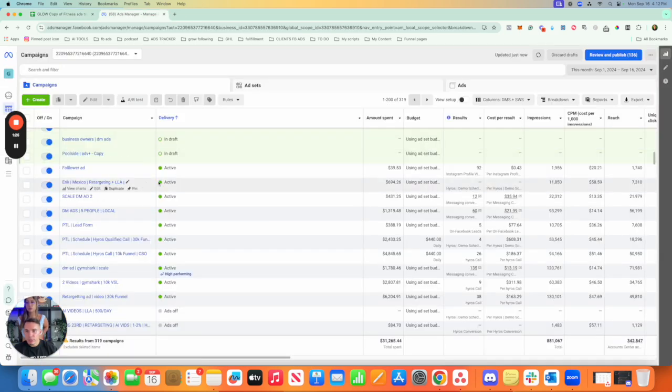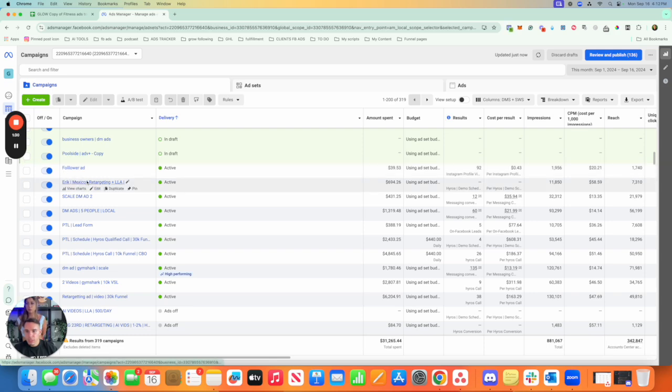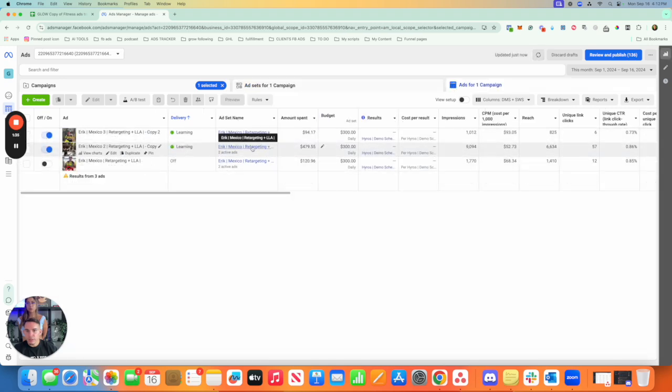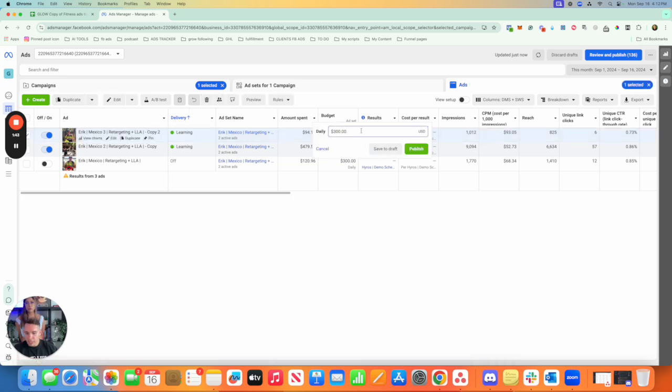So let's explain what vertically scaling is. First of all, there's two ways that you can scale. I'm going to show you vertically scaling first. Okay, so let's say I want to turn up this ad. Like I feel like it's doing well. You can increase it by 10% every 3 days. So 10% of $300 would be $30. $30 every 3 days. So I would put 330 and click on publish. That's what we call vertically scaling.